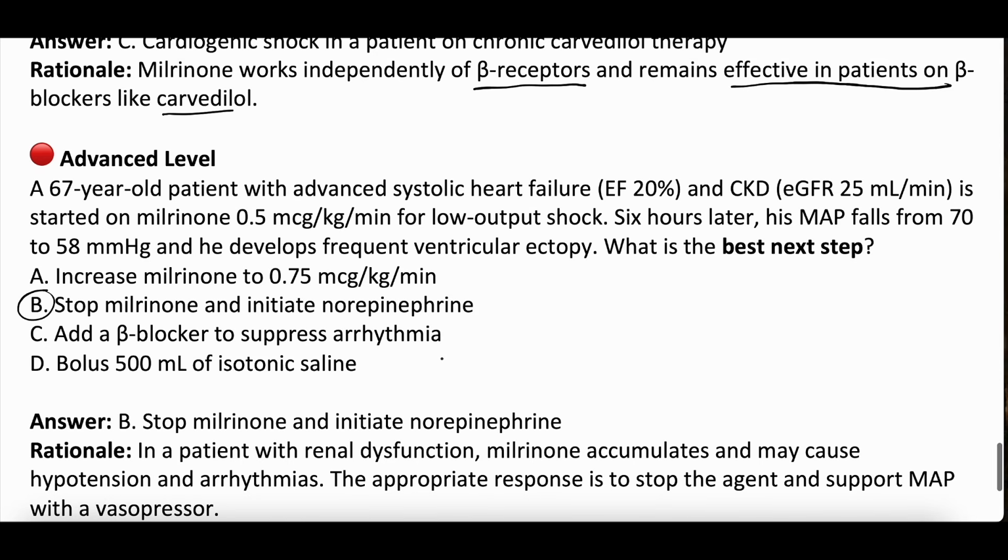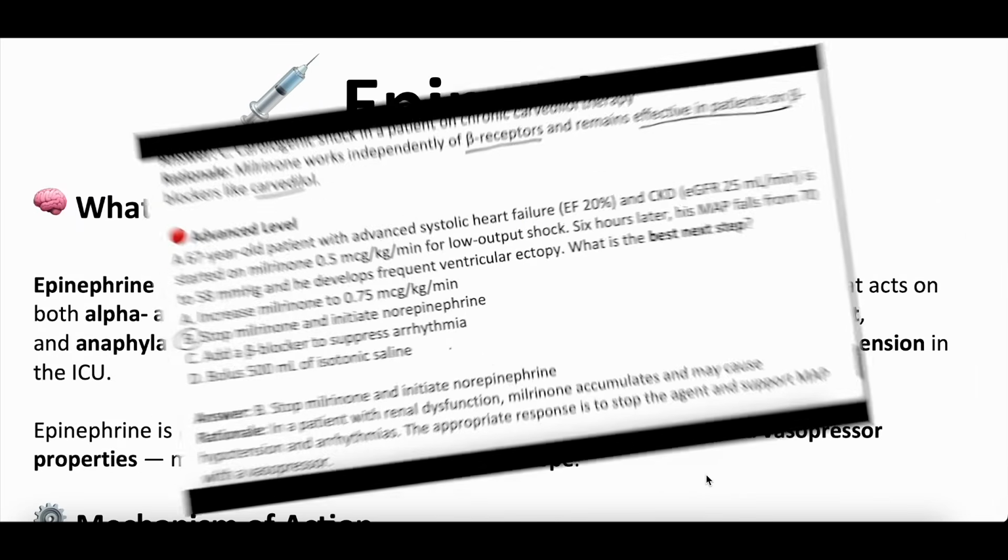And then bolusing 500 cc's of isotonic saline. This is a patient who is in cardiogenic shock, and giving them more fluid wouldn't be addressing the underlying problem. In fact, it could make them worse depending on if they're already volume overloaded. So stop milrinone and initiate norepinephrine.